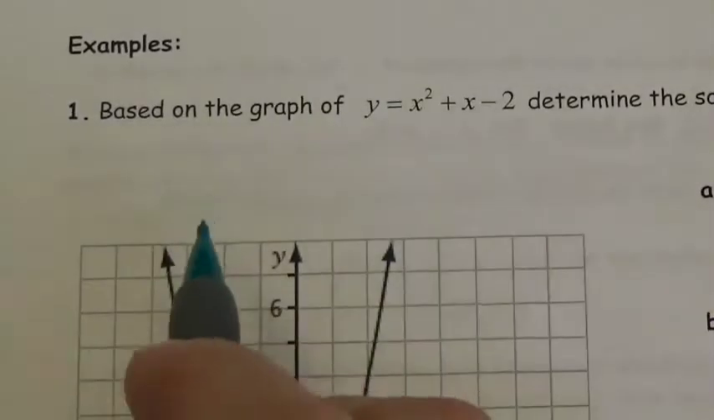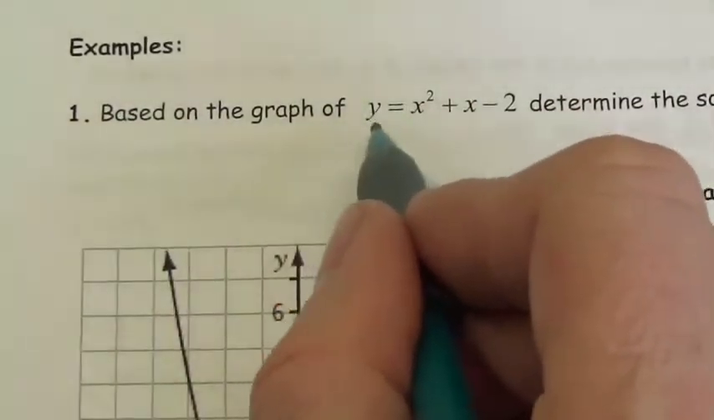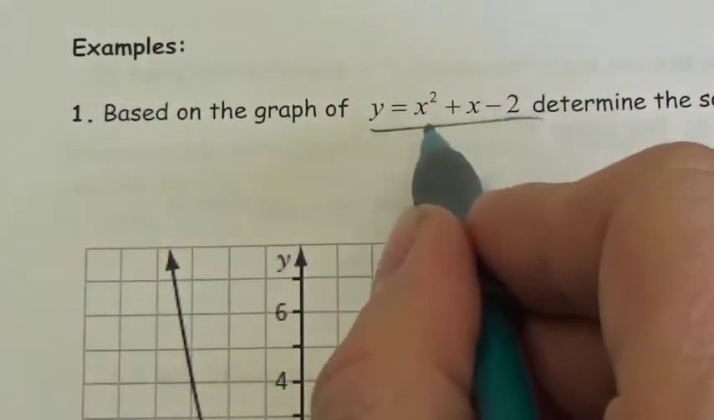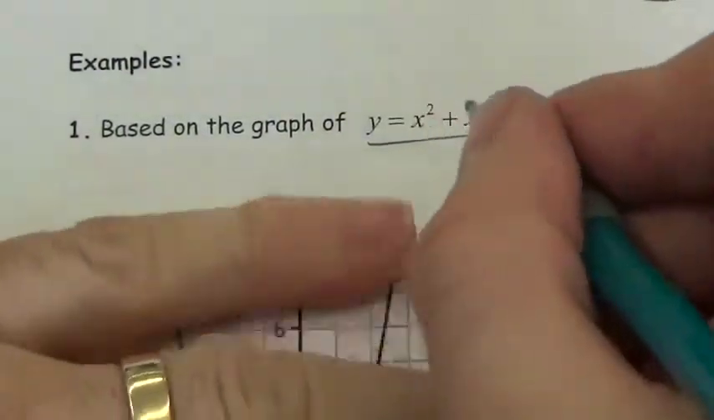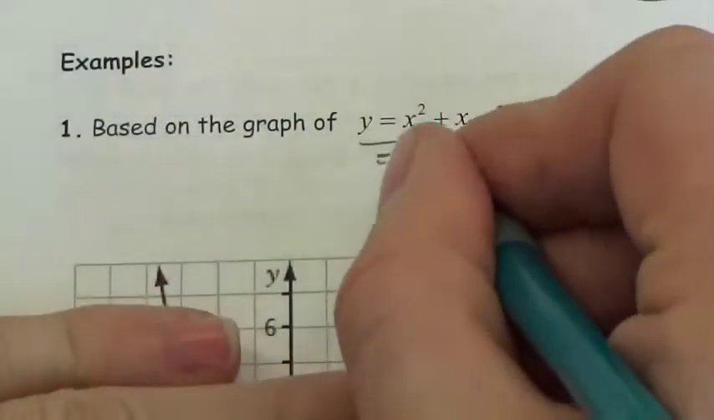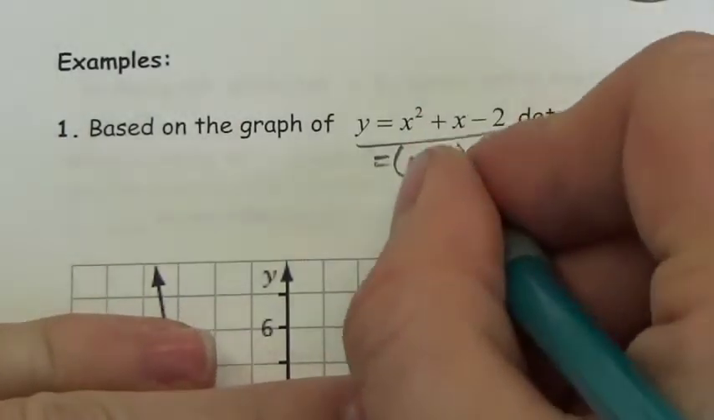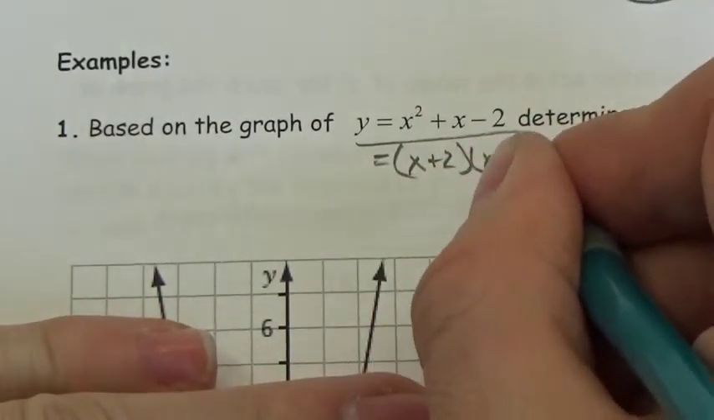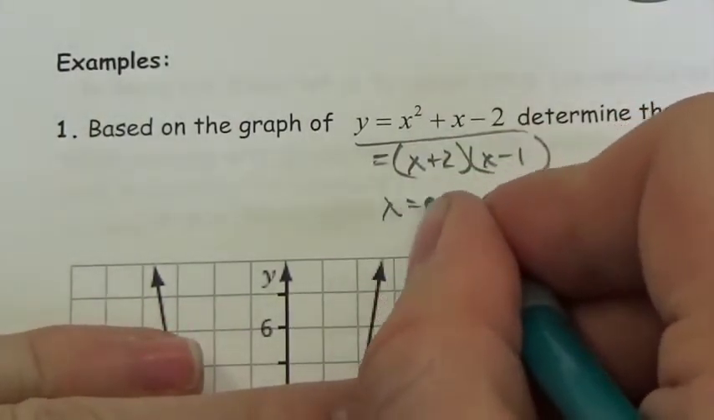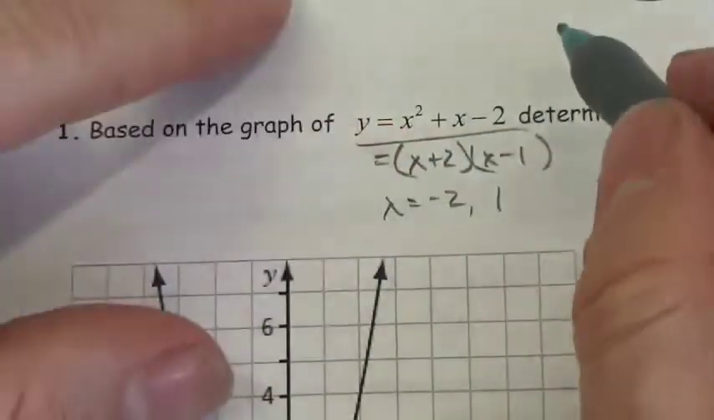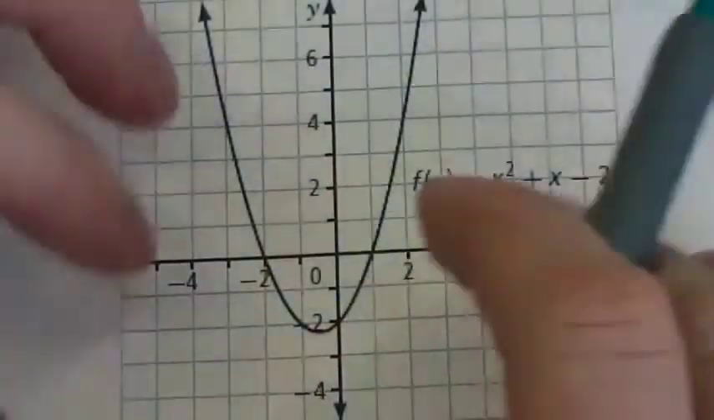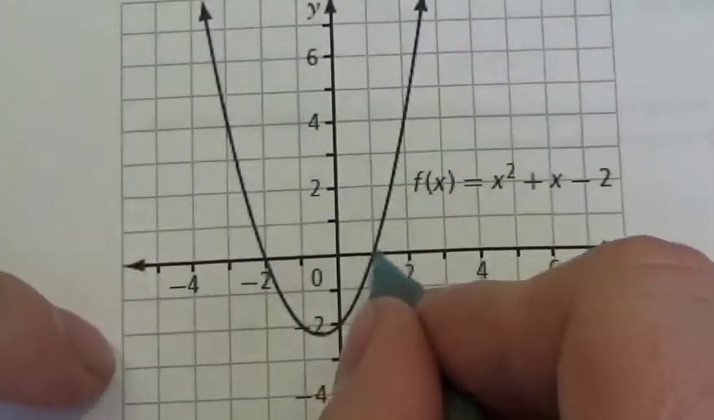Okay, so now for this first question here, we're going to base it on the graph of y equals x squared plus x minus 2. Now before we look at the graph here, what we might do with this is factor it to find the x-intercepts here. So that's going to be x plus 2, x minus 1. So I'm going to get intercepts here at negative 2 and positive 1. And I know that this parabola opens up. So this is a fairly good representation of that. There's positive 1, there's negative 2.